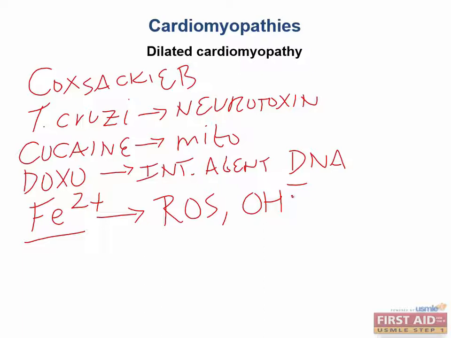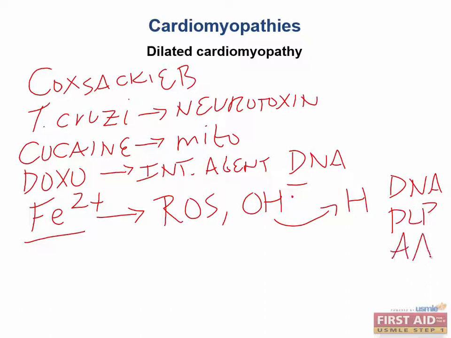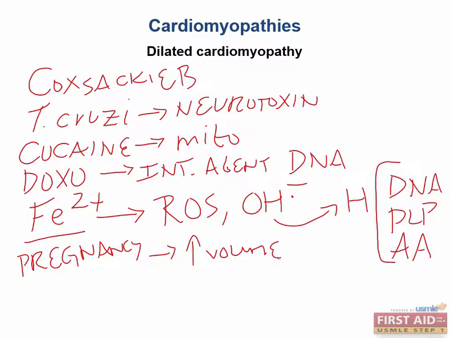What do these hydroxyl radicals do? Well, they go around pulling hydrogens from places where they shouldn't, such as DNA, phospholipids, and amino acids. When you steal hydrogens from these guys, they become dysfunctional. Now, what about the dilated cardiomyopathy in pregnancy? This is due to a significant increase in plasma volume. So all of these lead to the eventual balloon-like dilation of the heart.